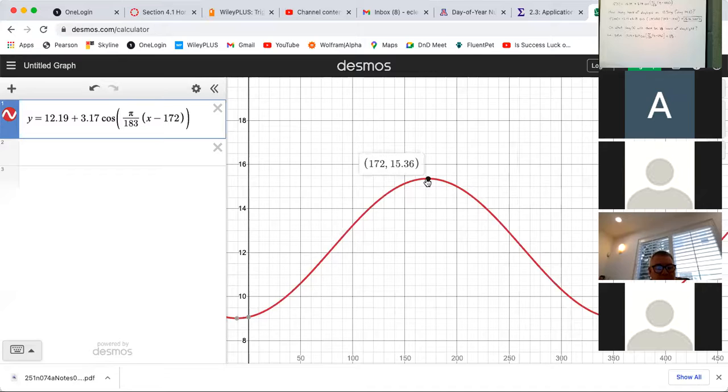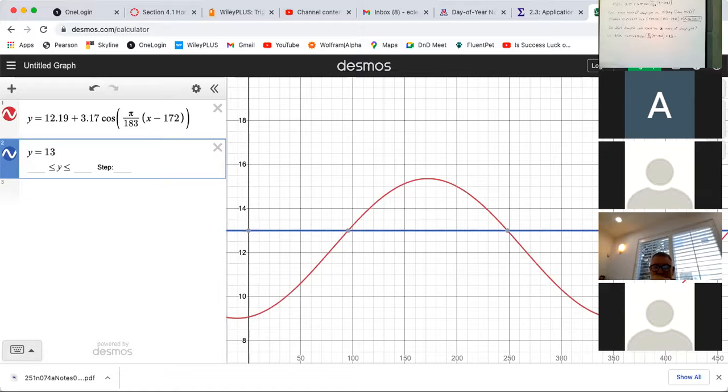Here's our maximum of 15.36, which is not exactly what we had, but we made adjustments. 15.36 hours at 172 and 9.02 hours at 355. Now what we're looking for is when this graph is equal to 13. So if I graph the line y equals 13, I can find out the two places where this graph has a value of 13 in that first year between 0 and 365.